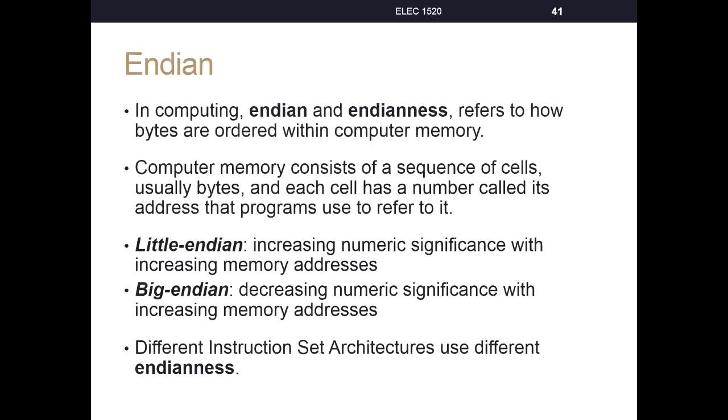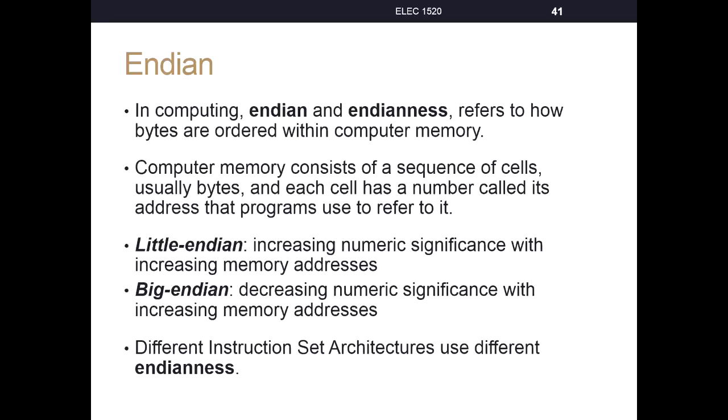Okay, here's a concept about memory. When you're working with different devices, it is important to know how numbers are stored in memory. Sometimes you're transferring information from one device to another. Sometimes you have to access a particular byte or a particular bit of memory. In that case, you want to know how the number is stored in memory. We're talking about the term endian or endianness, and that refers to how bytes are ordered within computer memory.